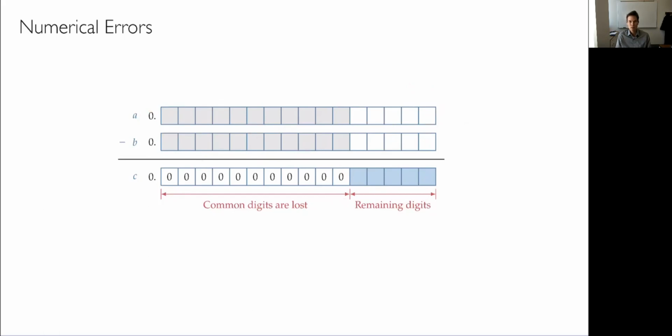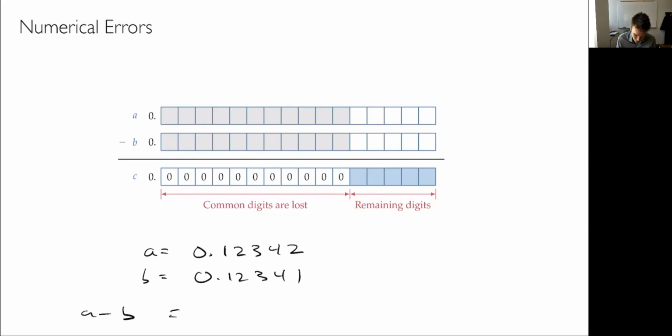I lost a whole bunch of resolution. So just to give a small example, let's say I only had 5 digits, and A was, let's say, 0.12342, but B was 0.12341. Now, A minus B is going to be 0.00001. I have a number with only one digit worth of accuracy.